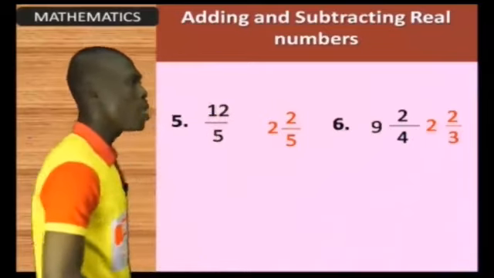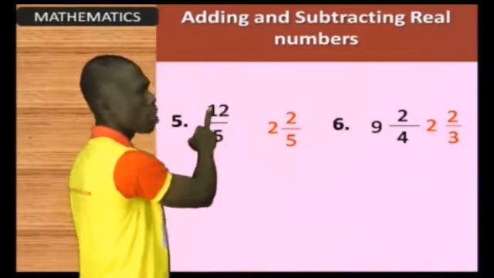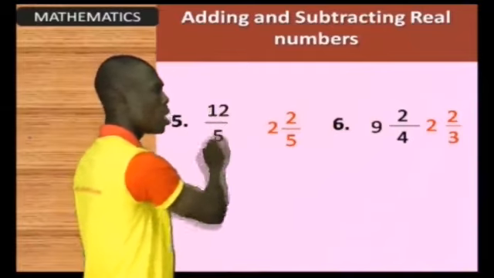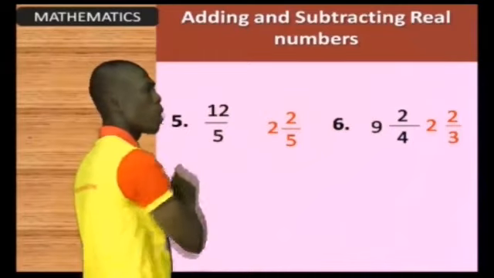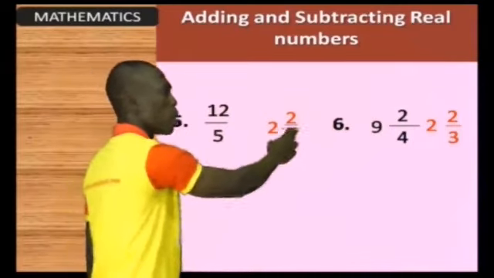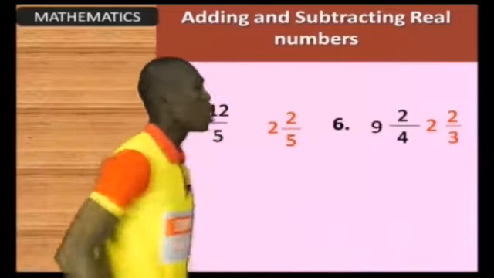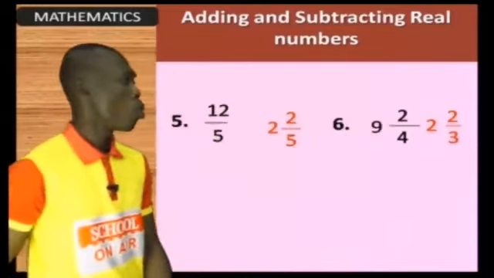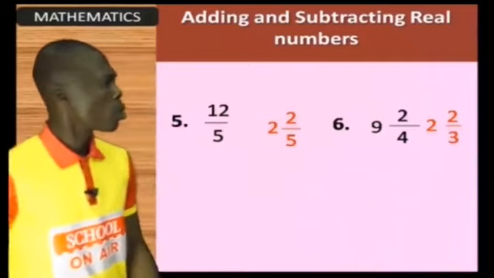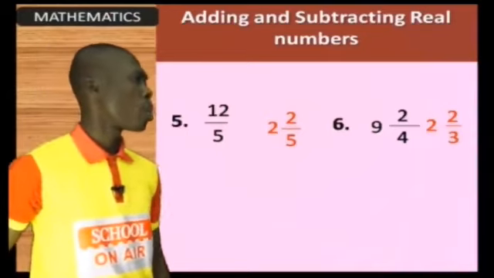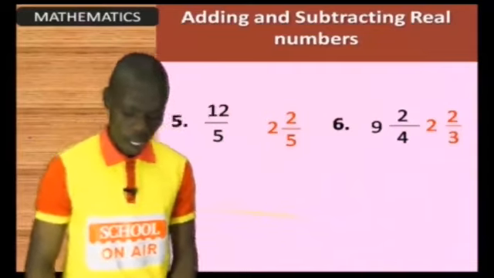To express this as a mixed number, we'll divide this by this. How many times do we have 5 going in 12? Of course, we have it 2 times, leaving us with a remainder of 2. So we have 2 as a whole number, and then we also have a fraction of 2 over 5. So we have 2 whole number, 2 over 5. As for the next one, what you have there is not supposed to give you 9 whole number, 2 over 4. So let's just ignore that and move on.